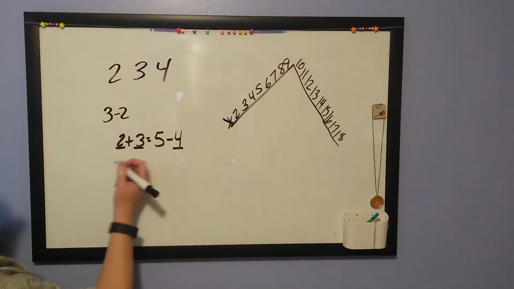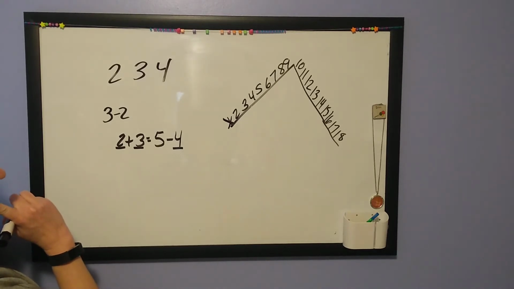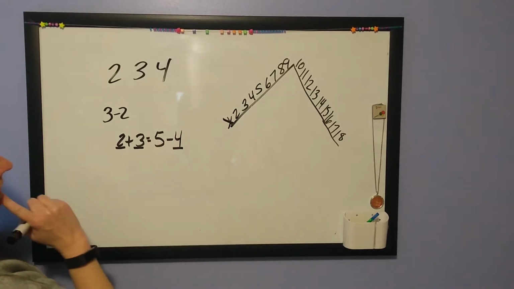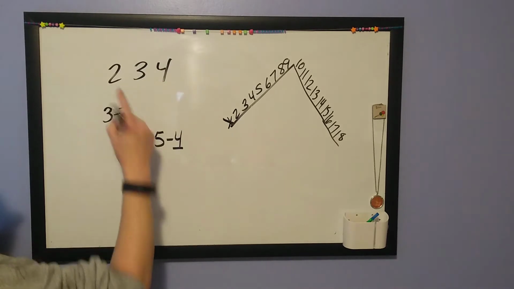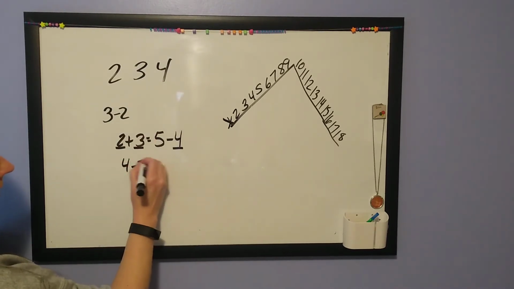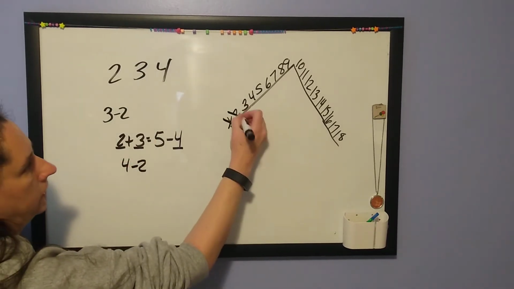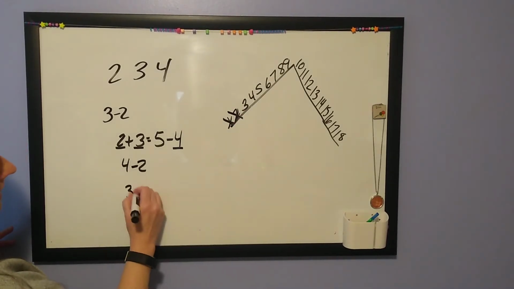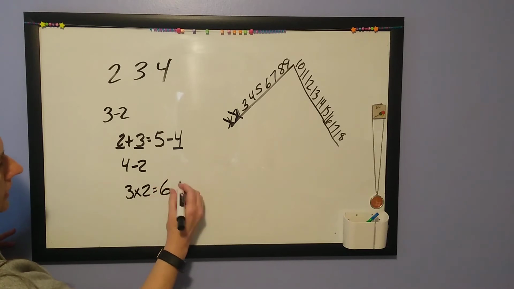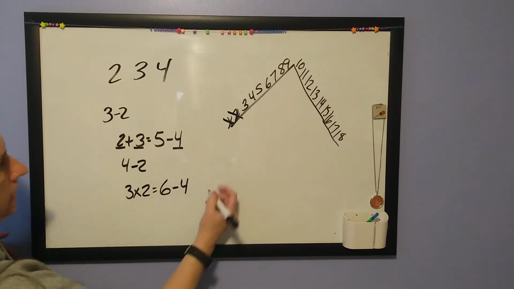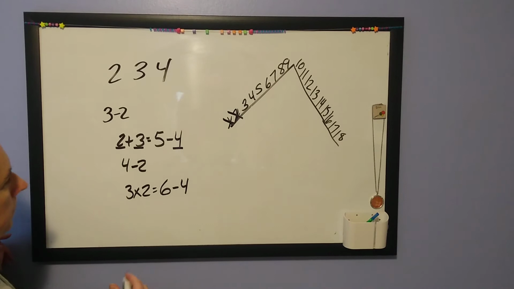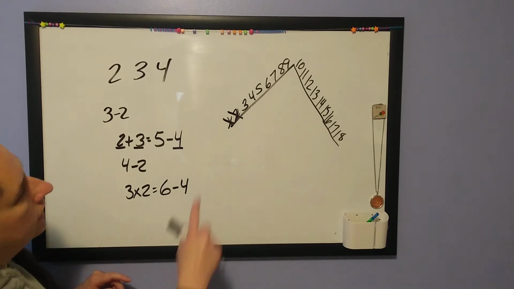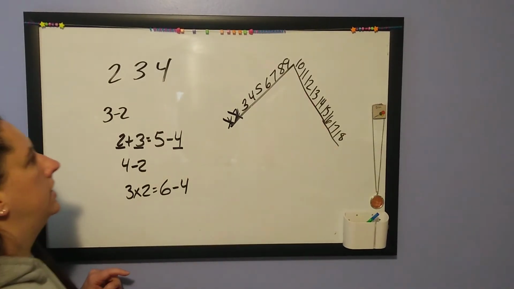Okay, I could also do number 2 now, because I could do 4 minus 2, which equals 2. I could also do 3 times 2, which equals 6, and then take 4 away to make 2. Okay, and you're going to keep doing this until you get to the end.